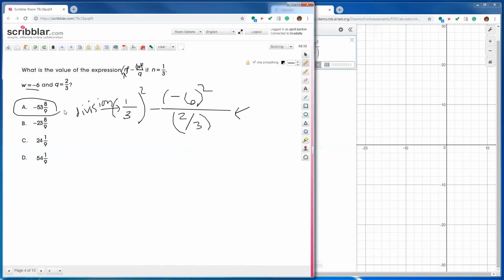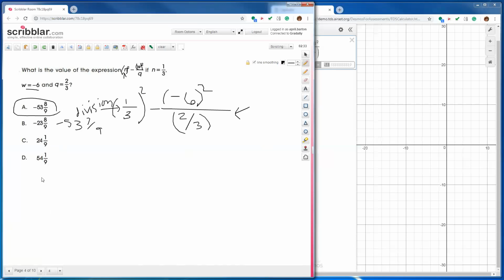Now, what if there were 2? What if answer choice B, instead of negative 53 8/9, said negative 53 7/9? That would have been wrong because there's an 8 and a 9 in the answer to the problem. So that's kind of a random coincidence. It doesn't always happen that way.